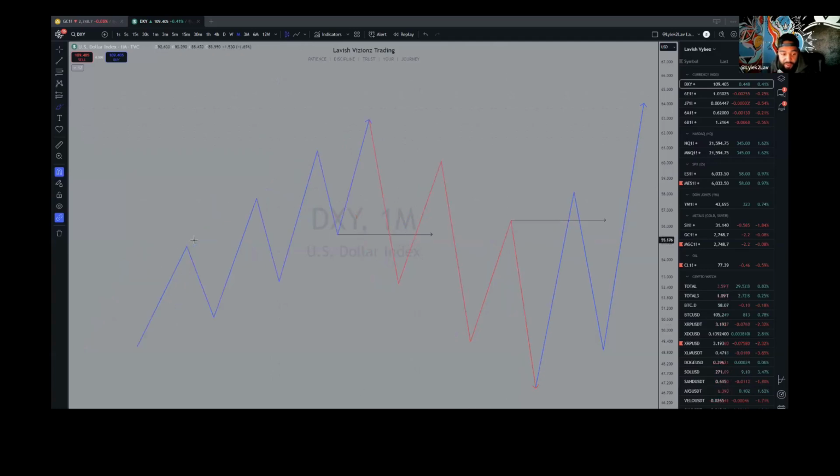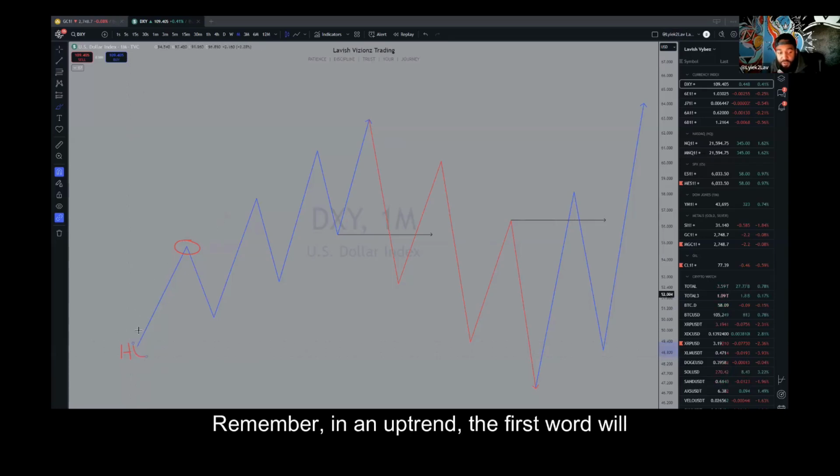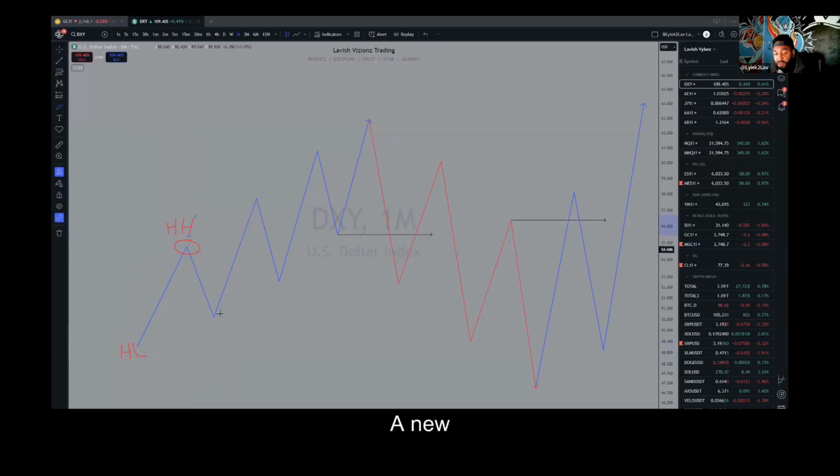If I look at this point here, I can say, okay, where am I? Well, where did I just come from? The point that I just came from, is it higher or lower than where I was just at? Well, it was lower. So this could be a higher low because it's the start of this uptrend. Remember, in an uptrend, the first word will always be higher. This is where I came from. This is where I'm at. So if I came from a higher low, then I'm probably at a higher high. Well, if I'm at a higher high in an uptrend, what can I possibly anticipate to come next? A new higher low.